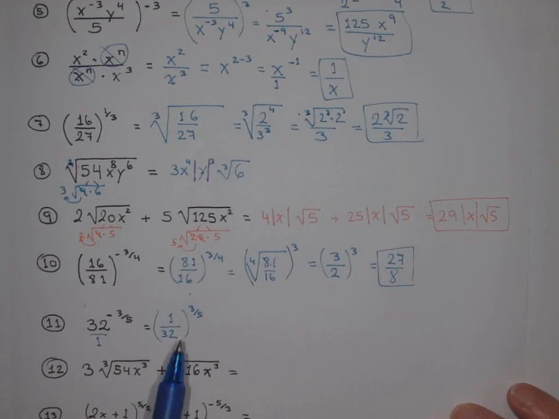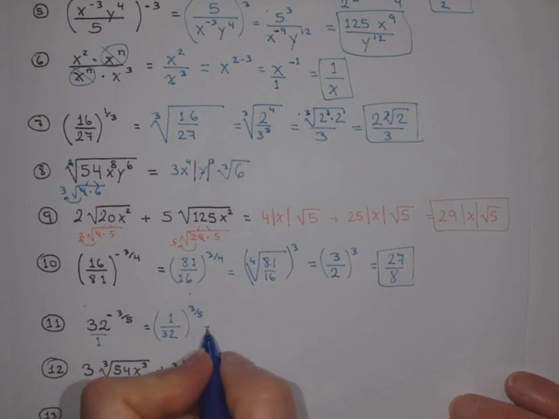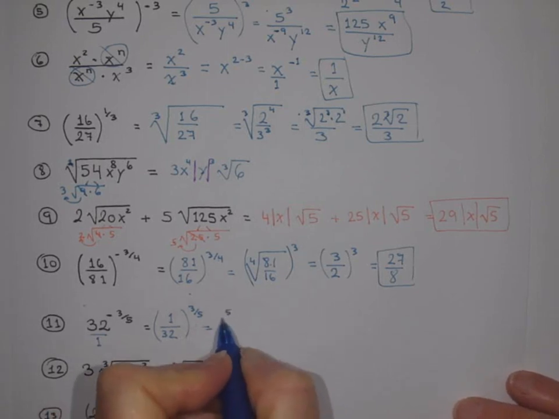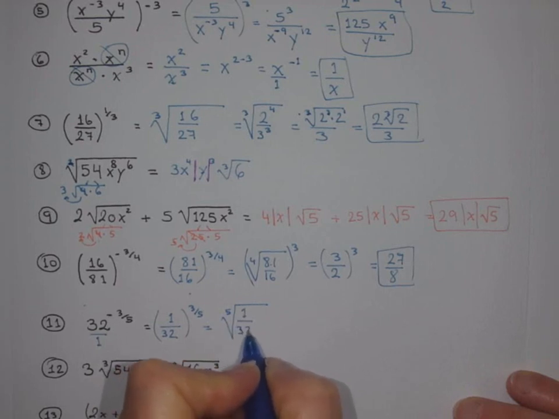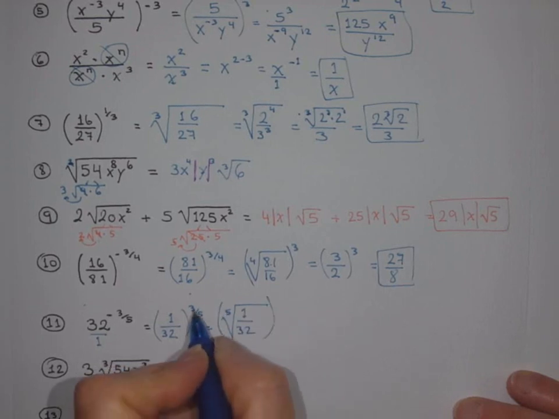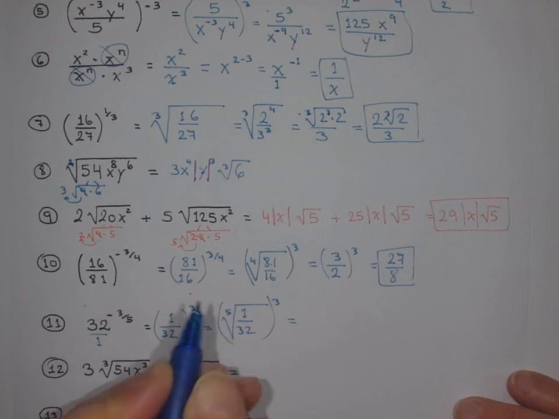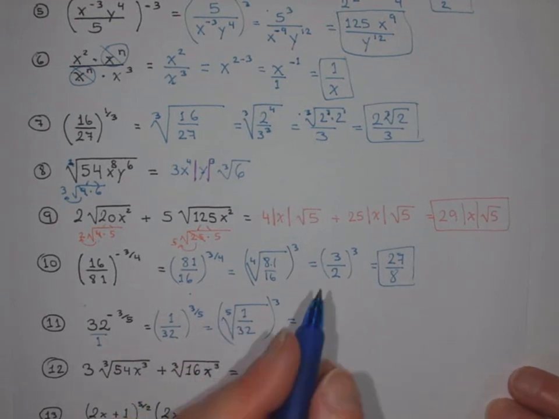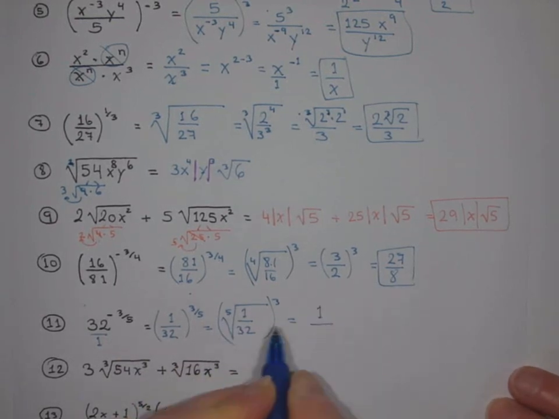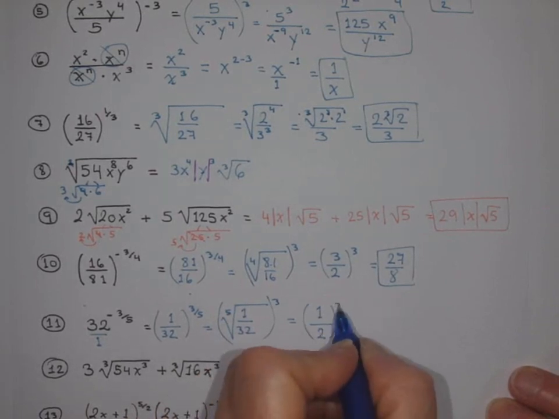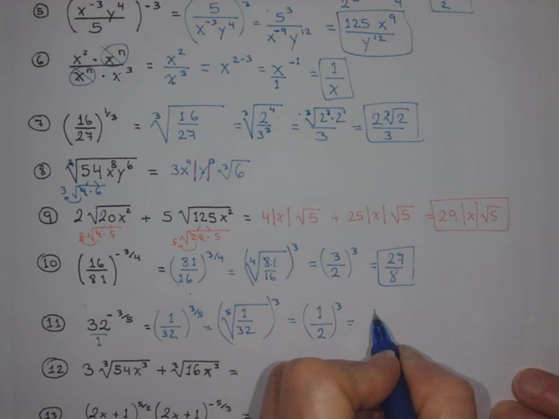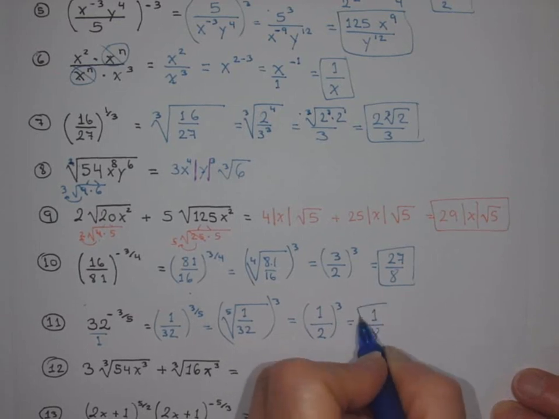And just like above, I can cube first and then take a fifth root, or take a fifth root first, which is what I want to do. Make the number smaller first. So I have a fifth root of 1 over 32, and then all of that will be taken to the third power. The fifth root of 1, well, that's just going to be a 1. And the fifth root of 32, well, that's just a 2. And then all of that cubed, well, 1 cubed is just 1, and 2 cubed is 8. So that's 1 over 8.